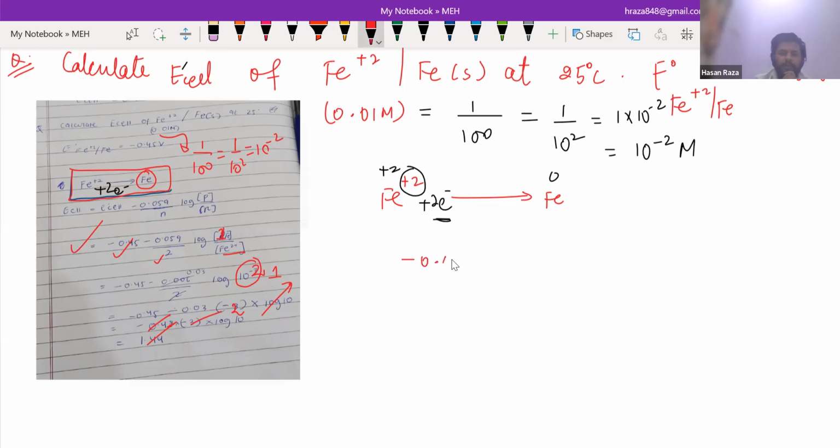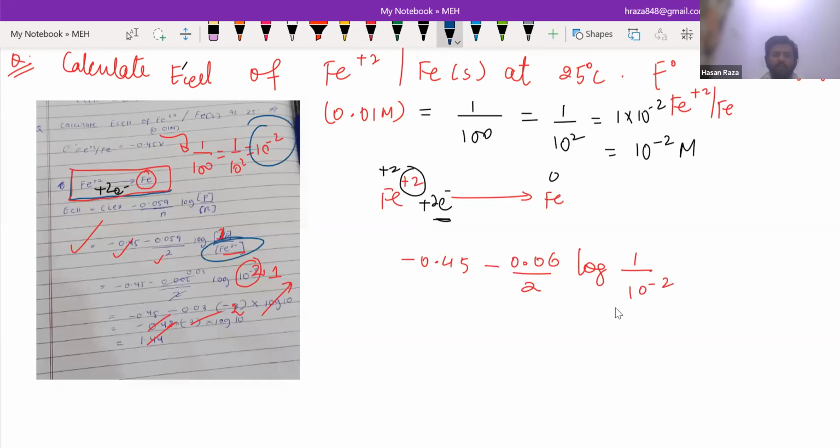Minus 0.45, you have written it correctly, and I'm going to round it off, and it is log of minus 0.06 upon 2, log of 1 upon 10 raised to the power minus 2. It will be like this, yes or no? Because the concentration has a value 10 raised to the power minus 2. Now you can see when it moves up, it will be positive, yes or no?